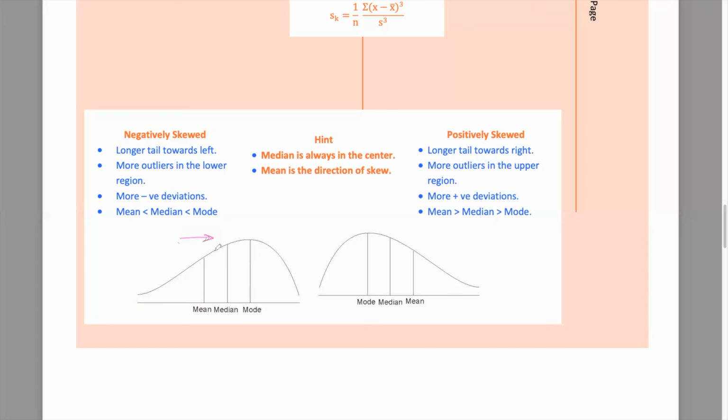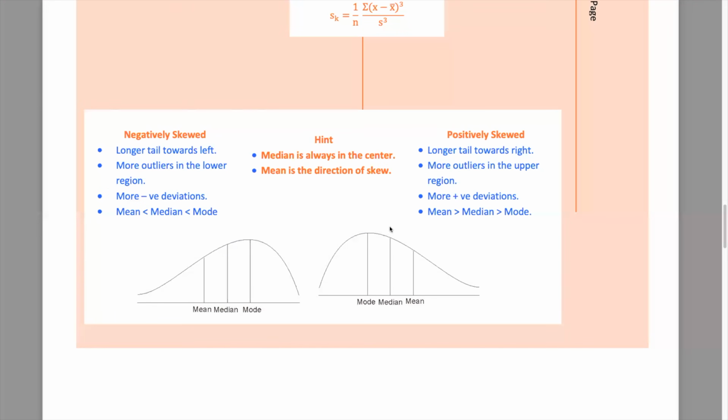In the diagram, you will see the peak shifted to the right with a long tail extending to the left. This indicates that most of the data points are clustered around the higher values, with a few extreme lower values stretching the tail out to the left.